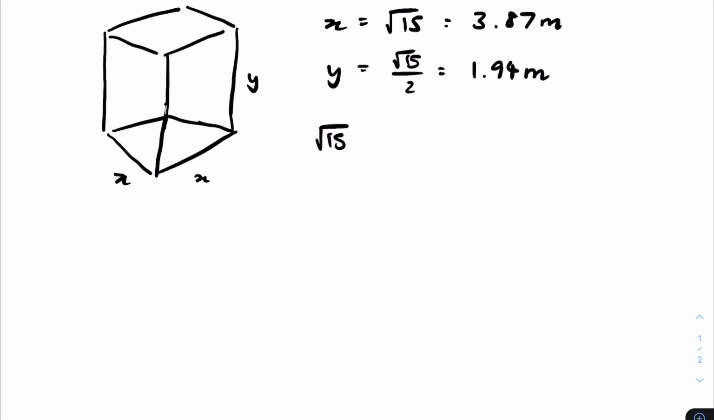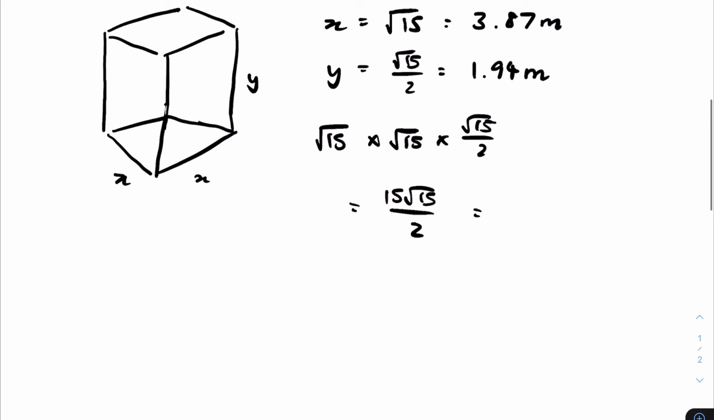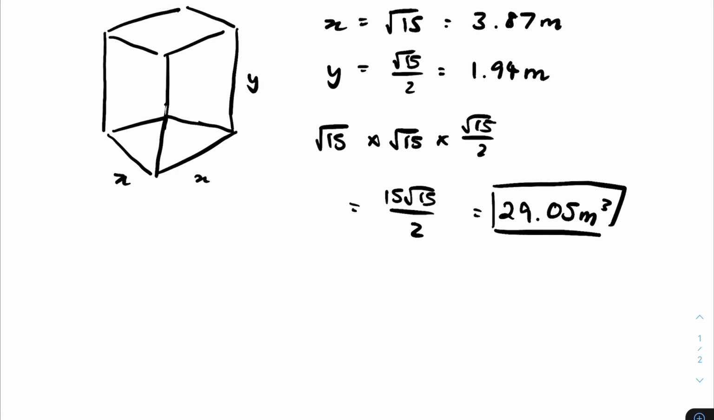Now, if we were to calculate the volume of the box, we'd calculate root 15 times root 15 times root 15 over 2, which you would see to be 15 root 15 over 2. Or we can also write this as a decimal, where the value of 15 root 15 over 2 is equal to 29.05 meters cubed approximately. However, it just really wanted us to find the dimensions in this case, so just writing down this is enough.